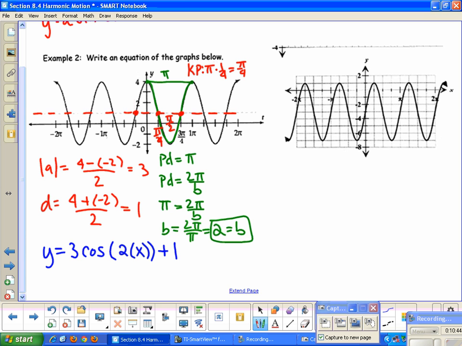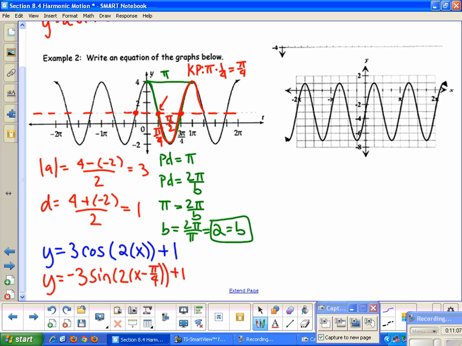So if I picked this point right here for my sine graph, it would be y equals -3 because it's going down first and then up, times the sine of my b value times x minus pi over 4 because we moved to the right, and then plus 1. And of course there's many equations that I can have for this graph. This is just 2 of them.